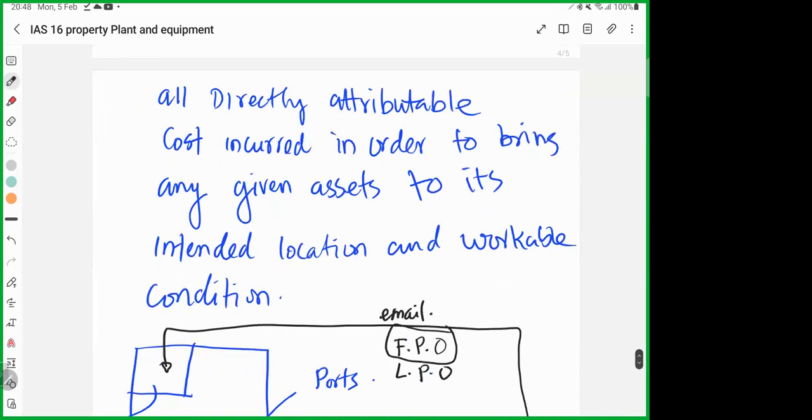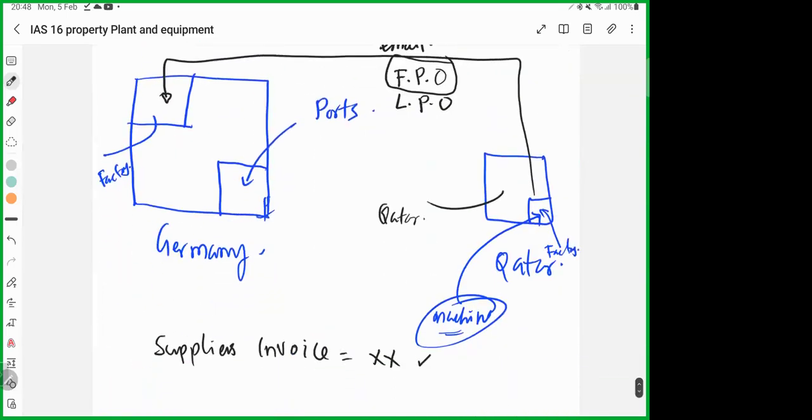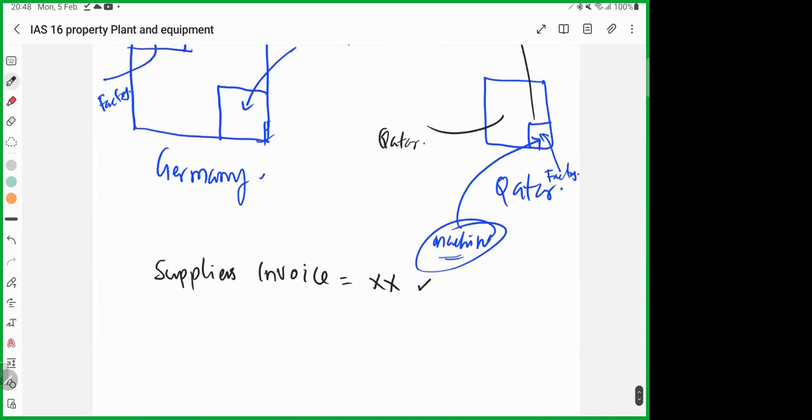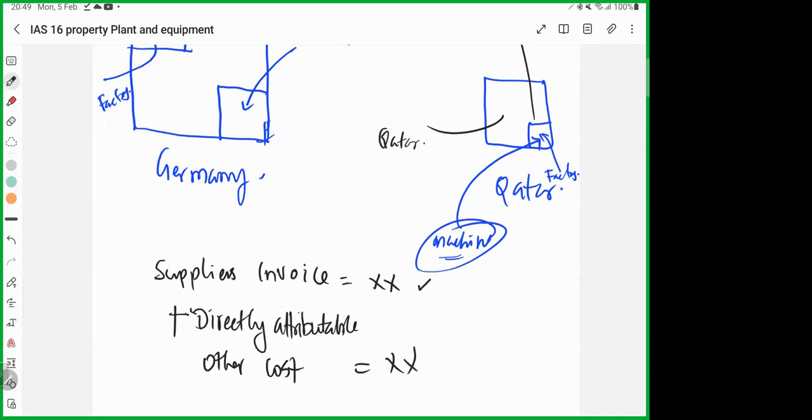So if I read this statement here: all directly attributable cost. So the supplier's invoice is one of the directly attributable costs, correct? Yeah. Okay. Then, directly attributable other cost.